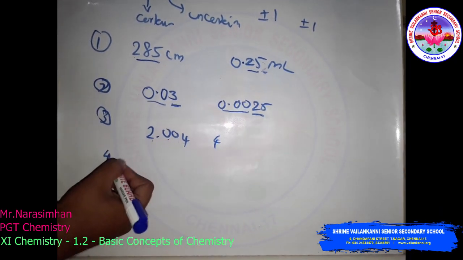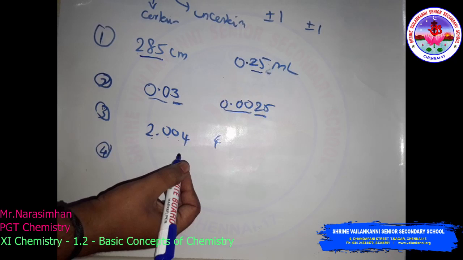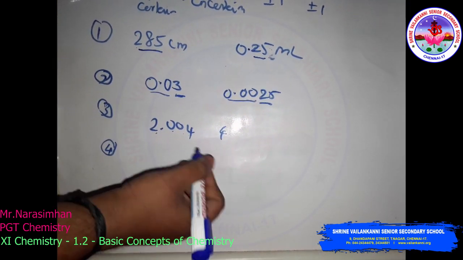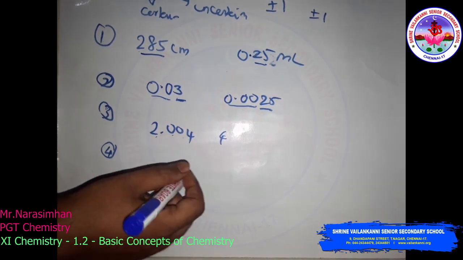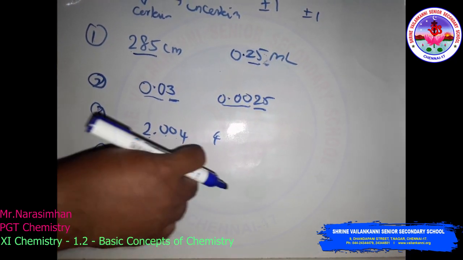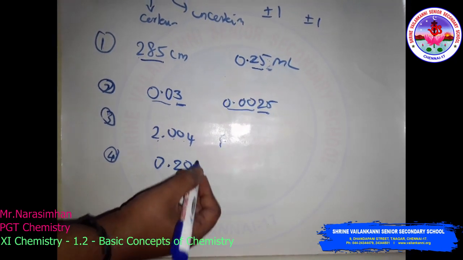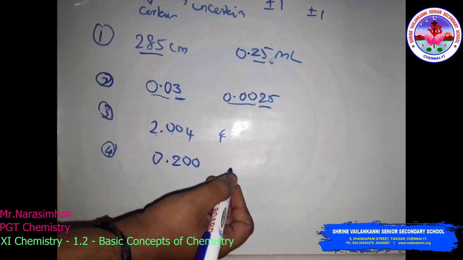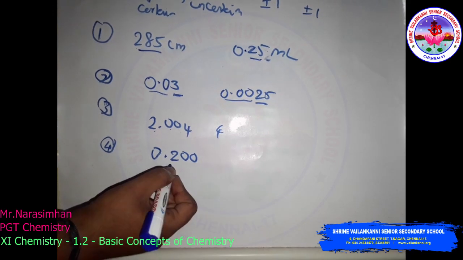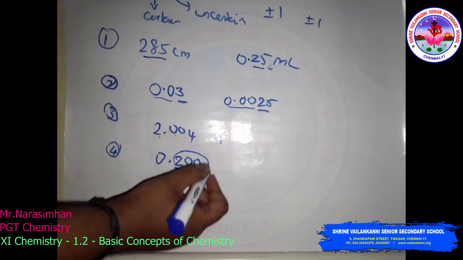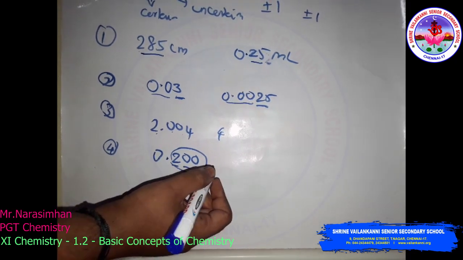Then the fourth rule: zeros at the end or right of a number are significant, provided they are on the right-hand side of the decimal point. For example, 0.200 has 3 significant figures. You have to count this zero also, so it is significant.